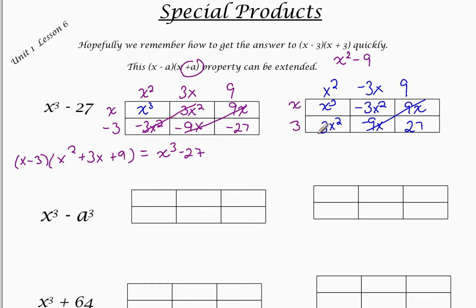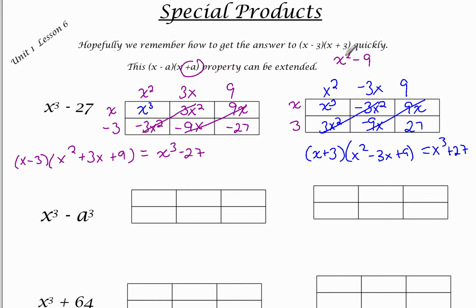Okay, we got to cancel, but we didn't quite get it done because we have x plus 3 times x squared minus 3x plus 9 would get me x cubed plus 27. Huh. Kind of interesting. Do you see a little quandary right here?